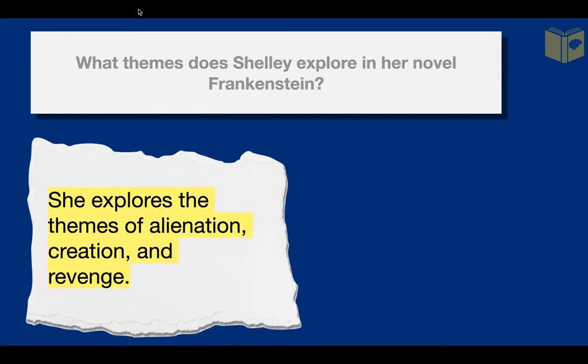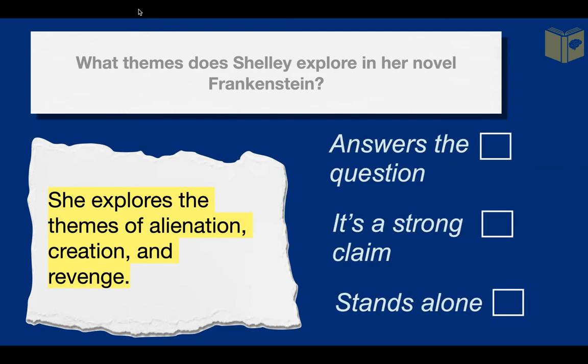Let's look at this question. What themes does Shelley explore in her novel Frankenstein? She explores the themes of alienation, creation, and revenge. It answers the question. It says that she explores these themes and what themes they are. It's not a strong claim. It does not explain how or why. And it doesn't stand alone. Who is she? And in what text does she explore these themes?